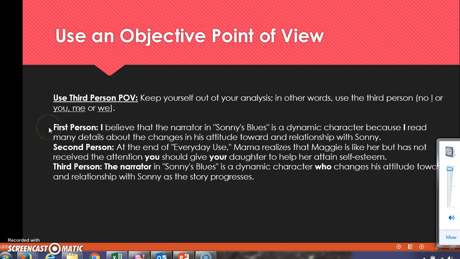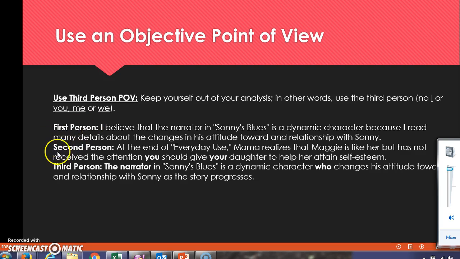Down here are some examples of the different points of view. The first one is first person point of view. And when you use first person point of view, you do use the word I. So you wouldn't want to use first person point of view in a one paragraph response. And here's an example of first person point of view. I believe that the narrator in Sunny's Blues is a dynamic character because I read many details about the changes in his attitude toward and relationship with Sunny.